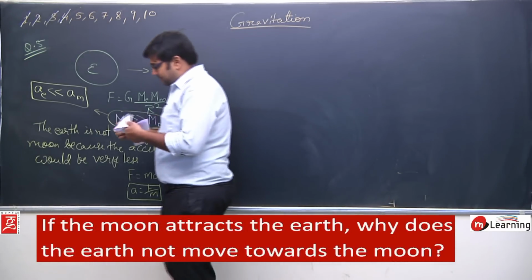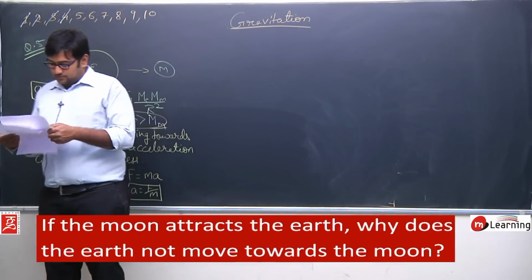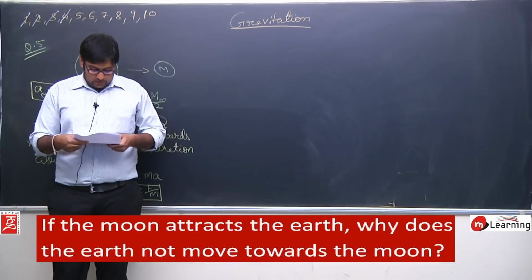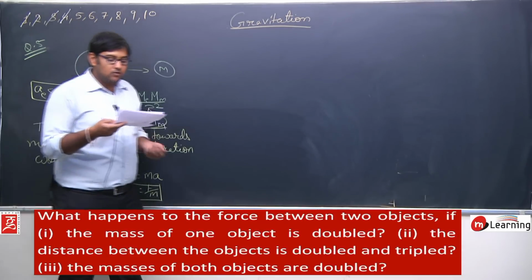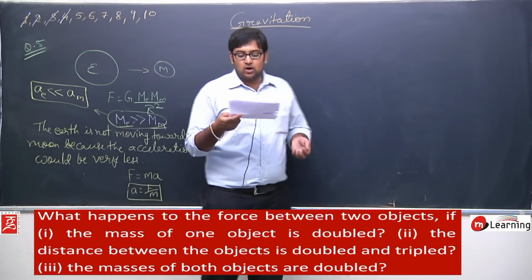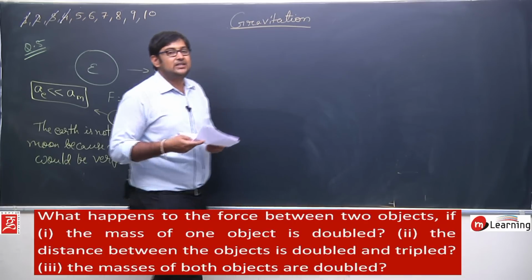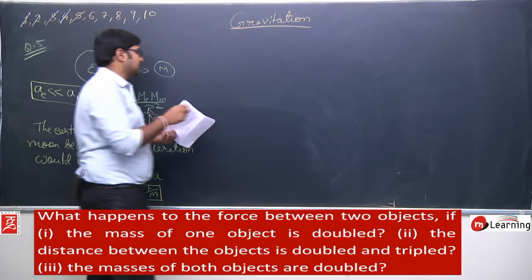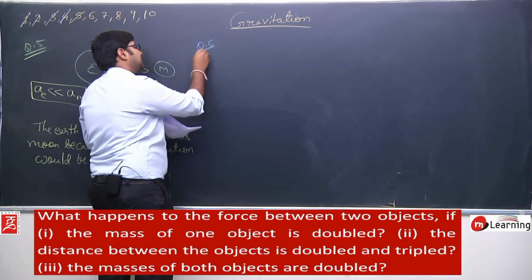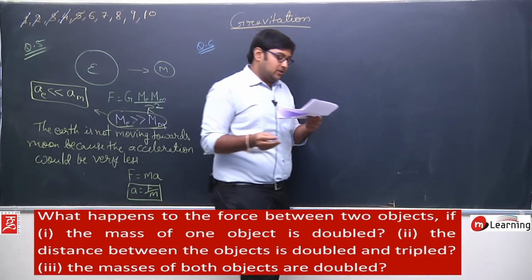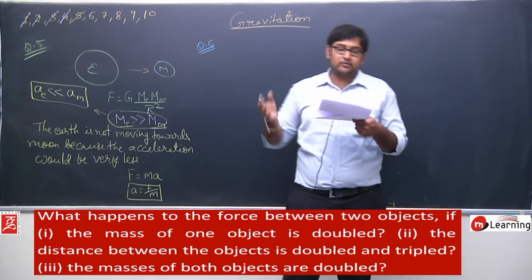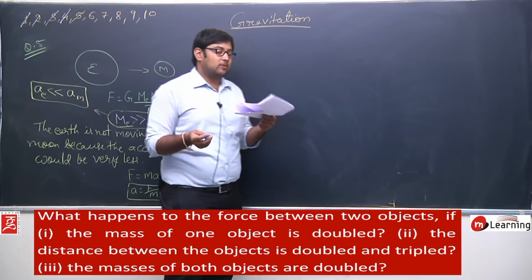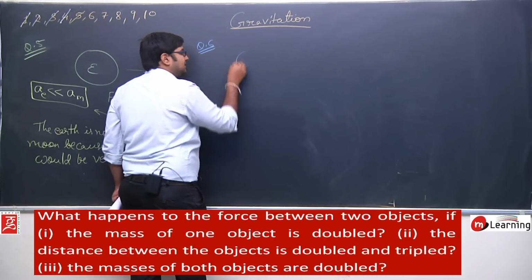So this is the question number 5. Now the next question, what happens to the force between the two objects if the mass of one object is doubled? Now moving to the question number 6. What will happen to the force between the two objects if the mass of one object is doubled? So this is again a reasoning based question.